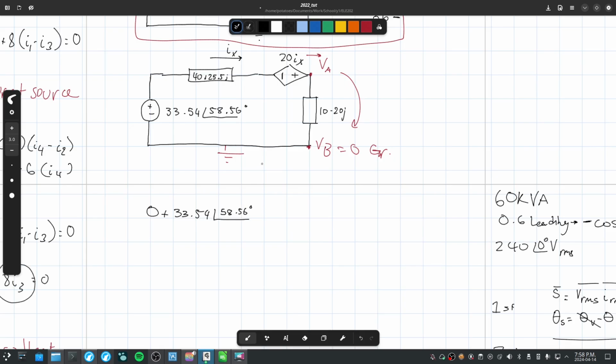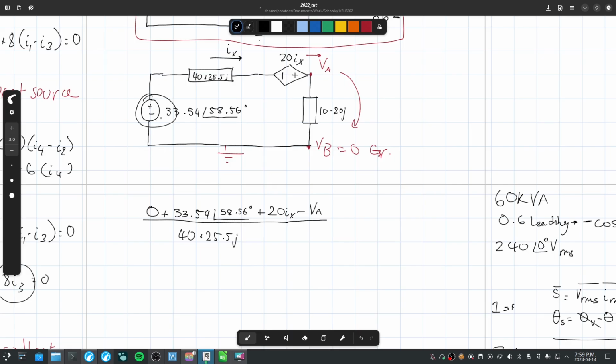You don't need Cramer's rule for a single equation. So it comes across here. We come across our resistance, so that's 40 plus 25.5j. Then we come across our dependent source, so that's going to be plus 20 Ix, because it comes out the positive end, is equal to minus VA, because it ends at VA. So that's nodal analysis.